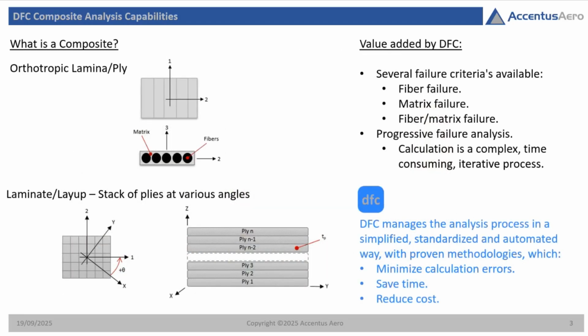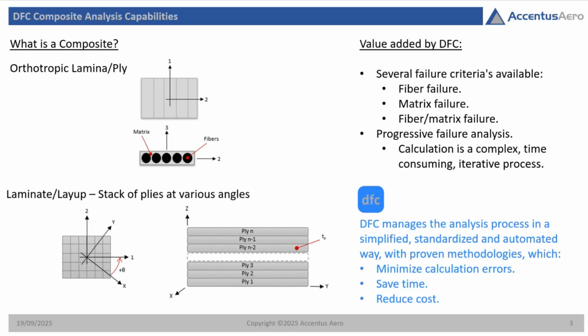So firstly, what is a composite? A composite is a stack of layers made of orthotropic material. That layer typically consists of a matrix or a resin that bonds the fibers inside that laminate together. Those layers are stacked at various angles relative to each other. So that is typically a composite.